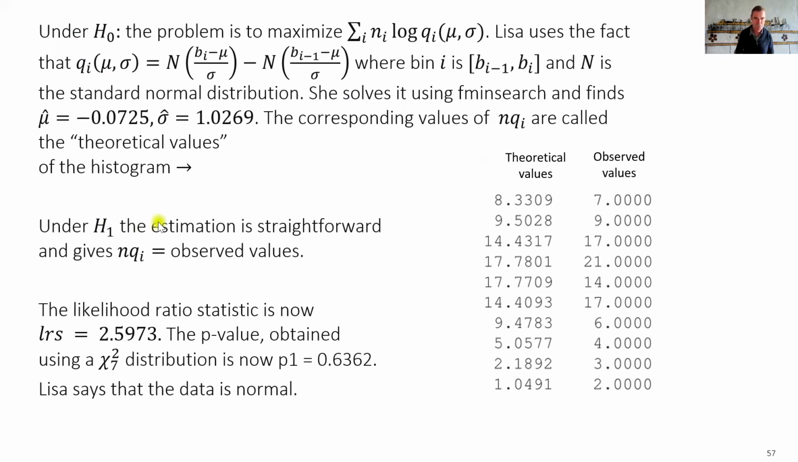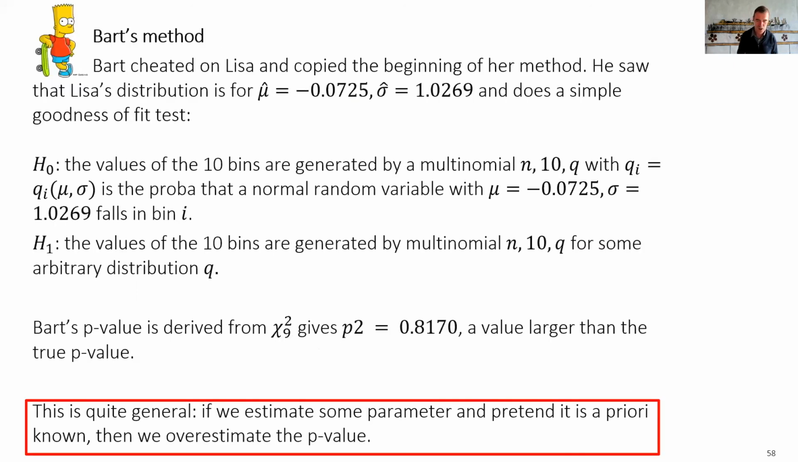So Lisa continued. Under H1, it's very easy to find the values. They are simply the proportions that are given here. And we do the likelihood ratio statistic by taking the formula, sum of Ni log of Qi, etc. We apply the asymptotic results. The number of degrees of freedom is 7, like for Homer, although for Homer the thing was a bit weird and we could have argued about the 7. But here we have 9 degrees of freedom for the general case, 2 degrees of freedom for the specific case, so we take 7. And she finds a p-value, which is now very different, 63%, which is large. A large p-value means we accept H0, and therefore Lisa accepts that the data is Gaussian, normally distributed.